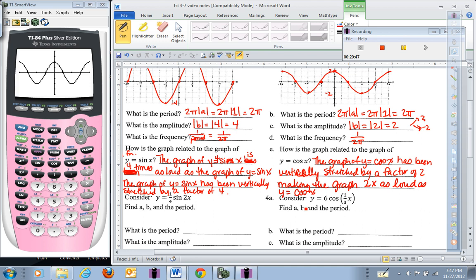It's going to be twice as loud, if that makes sense. Twice as loud because we're amplifying it, aren't we? Okay? Amplifying it.